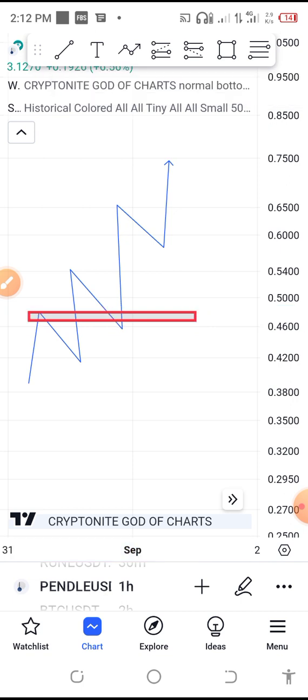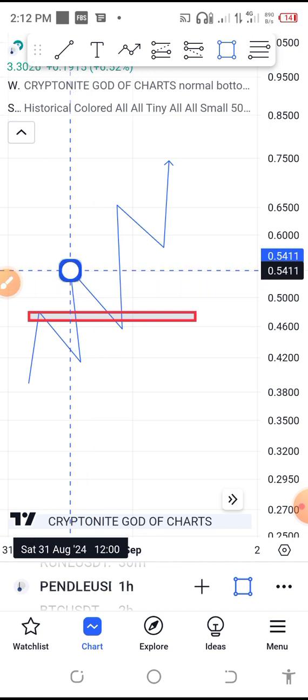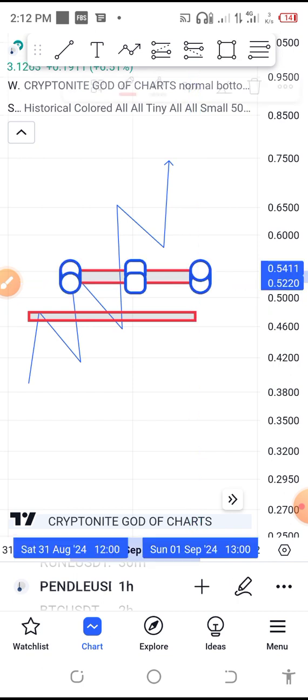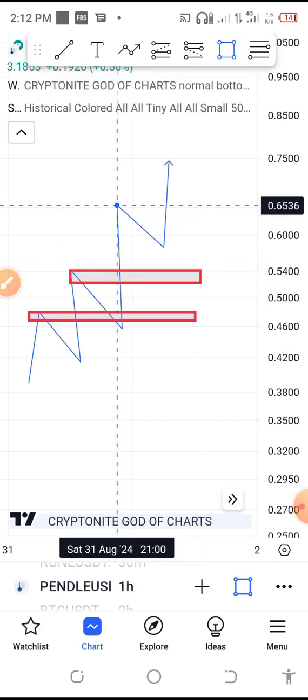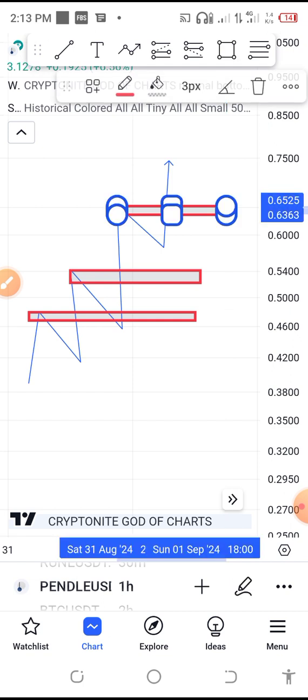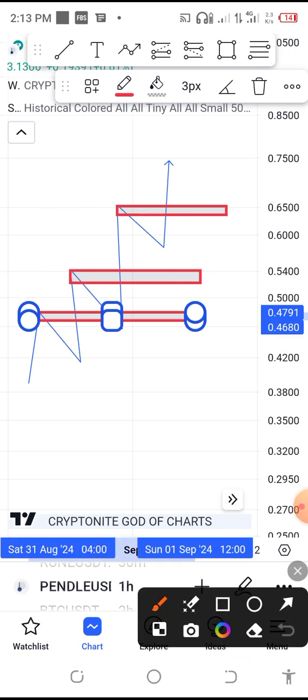So where else do we have a supply zone? Price also went up to this other place. Here, price also came down. This is the highest point it went before coming down. Here's another supply zone, and here's another supply zone. These are the highest points price reached before it retraced. This is how you get your supply zone, just the same way you get your demand zone.